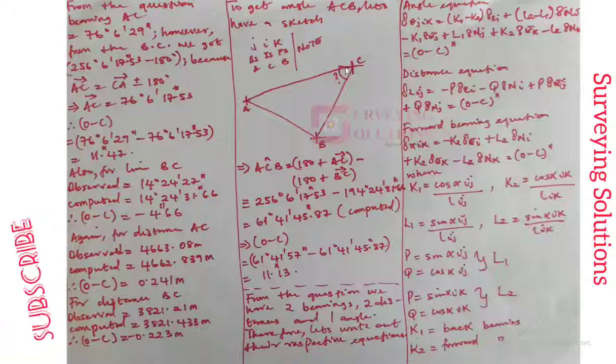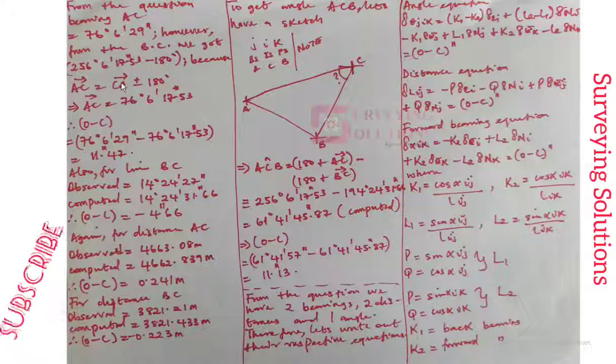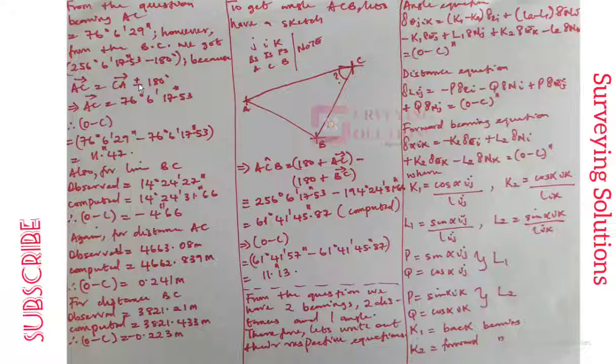Therefore, we need to subtract 180 from the forward bearing to get our back bearing, which is what our AC. So we denote it as: the bearing AC is equal to the bearing CA, which is what we got from our back computation, plus or minus 180. Plus or minus depending on which one is bigger. If the value is bigger, we subtract 180. If it was smaller, we have to add 180 because we need to get a positive value, right? Good. So we subtracted 180 from it, and we have 76 degrees 6 minutes 17.53 seconds.